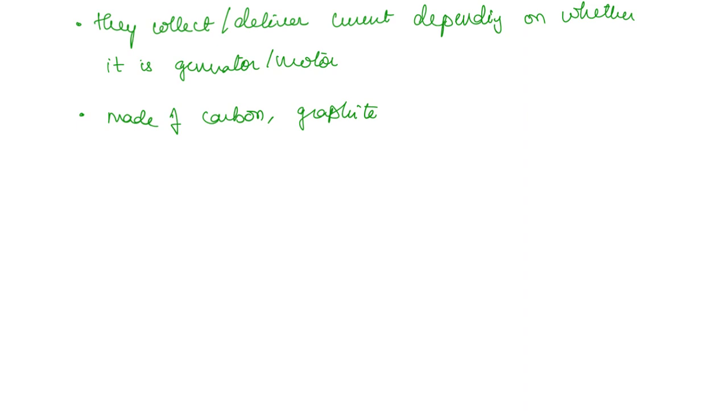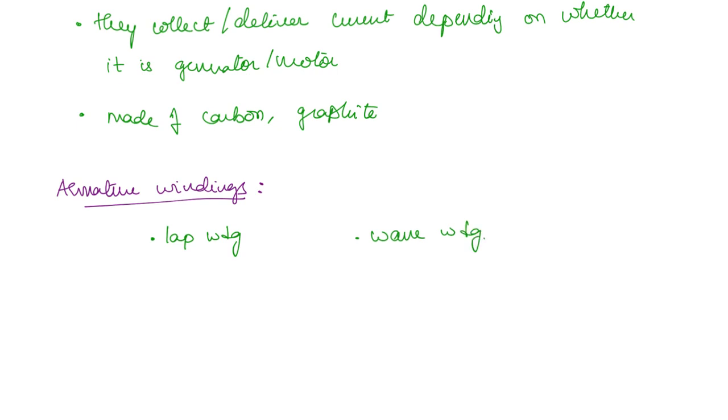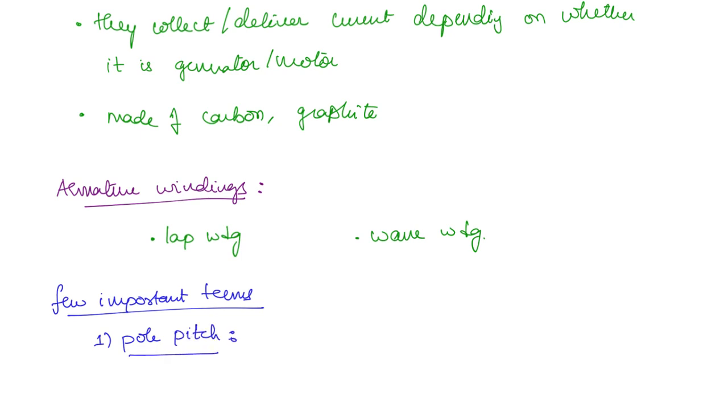Next, finally, the most complex part of the DC machine is the armature windings. How the windings are placed: there are different ways in which the windings are placed, but the prominent ones are lap winding and wave winding. We will discuss only these two. Before we discuss these, we need to understand a few important terms. The very first one is called pole pitch. So what is this pole pitch?